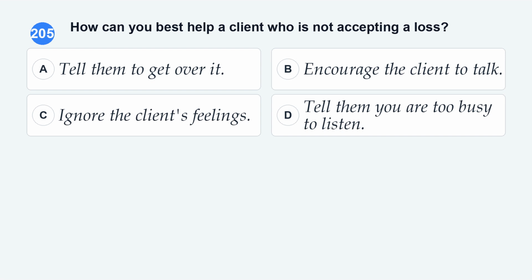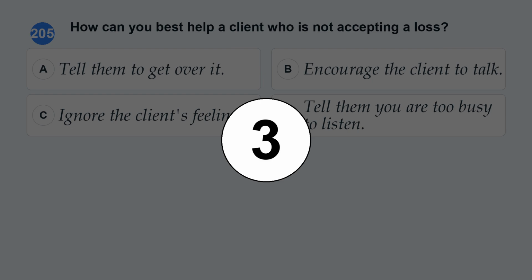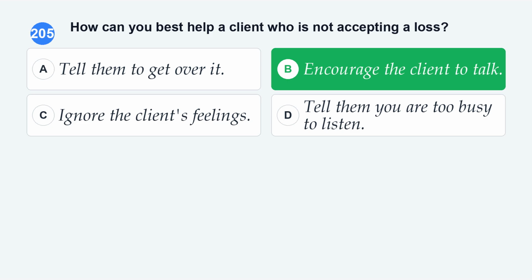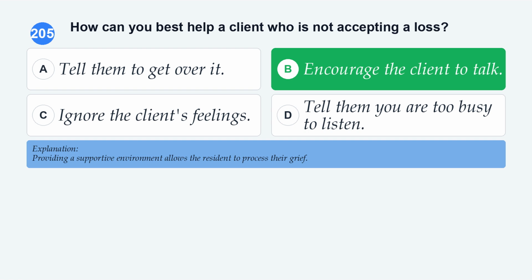Question 205. How can you best help a client who is not accepting a loss? Option A, tell them to get over it. Option B, encourage the client to talk. Option C, ignore the client's feelings. Option D, tell them you are too busy to listen. The correct answer is option B, encourage the client to talk. Explanation. Providing a supportive environment allows the resident to process their grief.